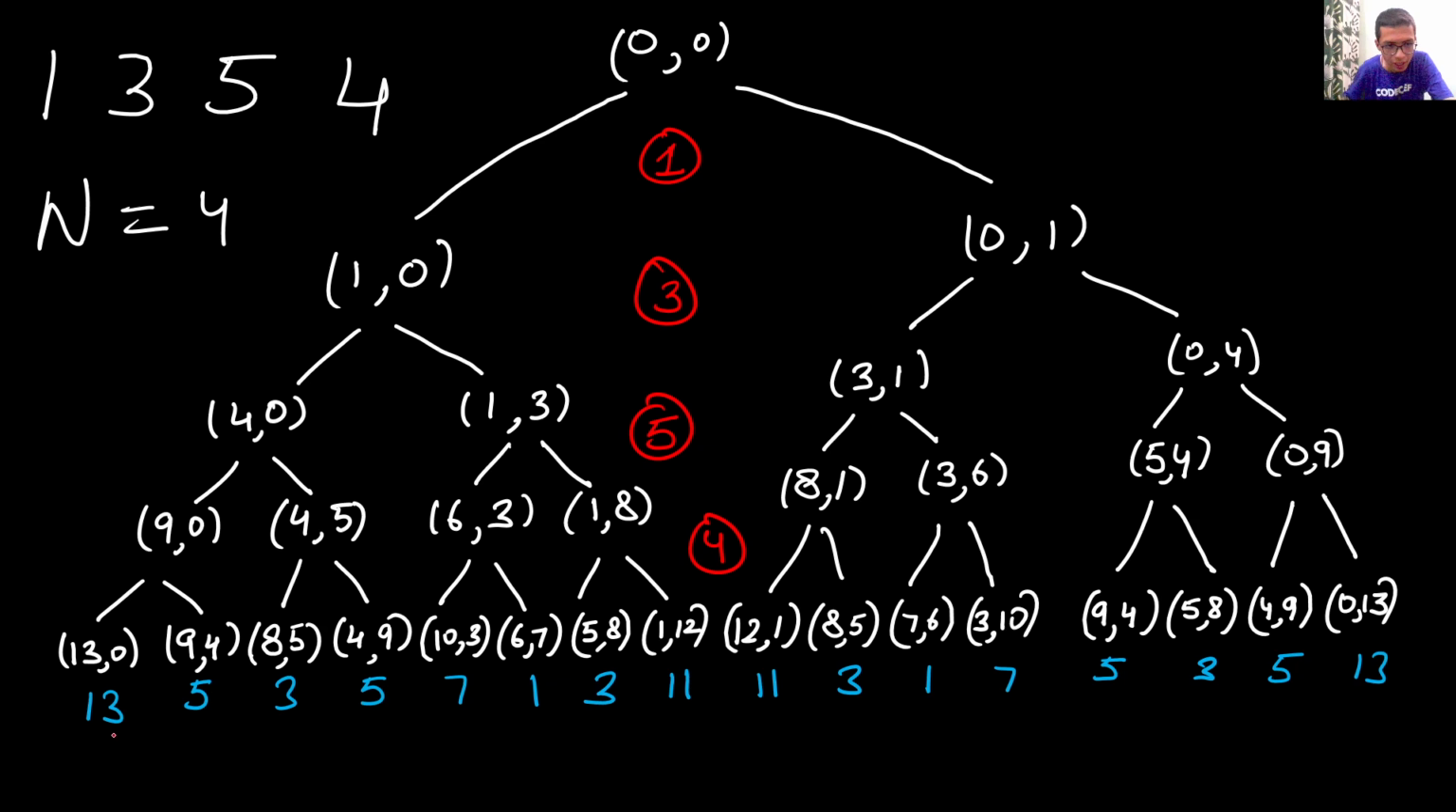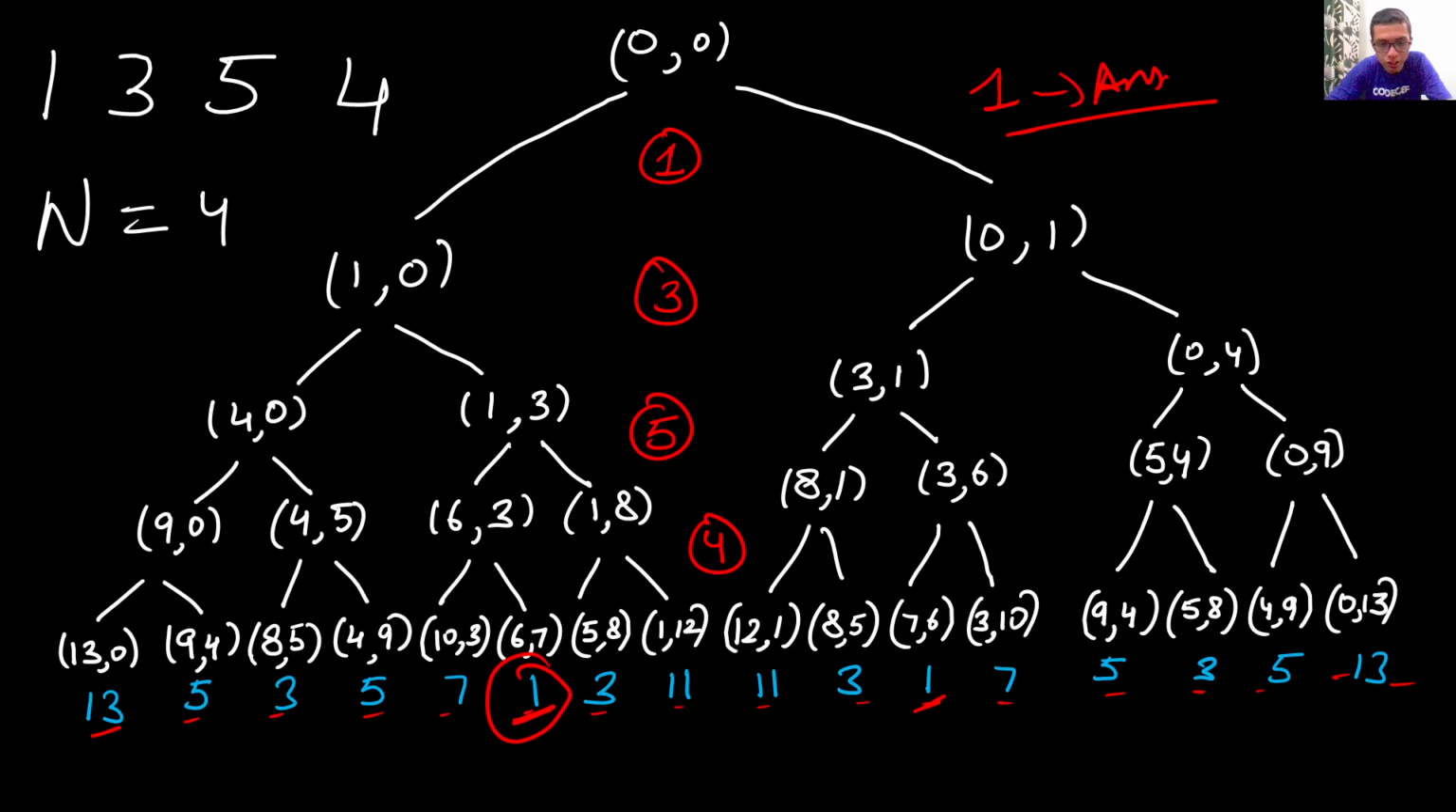Now over here, in the very last row, we can see that we have differences 13, 5, 3, 5, 7, 1, 3, 11, 11, 3, 1, 7, 5, 3, 5, and 13, right? Now, which out of all these is the minimum that we have? So we have 1 over here and 1 over here, which are the minimum that we have. So 1 is the minimum difference that can be possible over here. Hence, 1 would be the answer in this case, right?